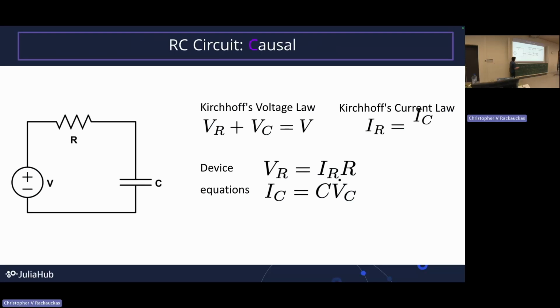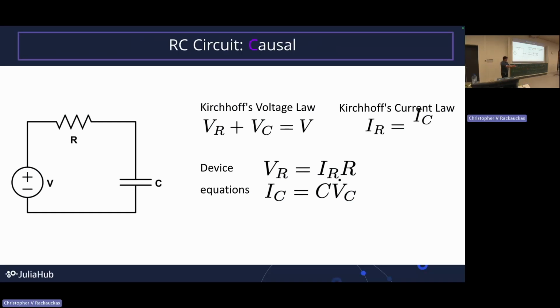But the other thing is that you have your device equations. If you remember Ohm's law, the resistor equation is that the voltage of the resistor equals the current through the resistor times its resistance R. That's Ohm's law. And the other equation is that the current of the capacitor is equal to the capacitance times the derivative of the voltage. So this is actually a differential equation. This is where the differential equation comes from. That's the capacitance law. So these are our 4 equations.